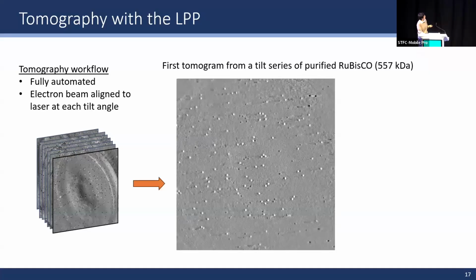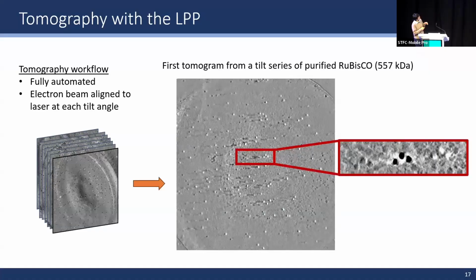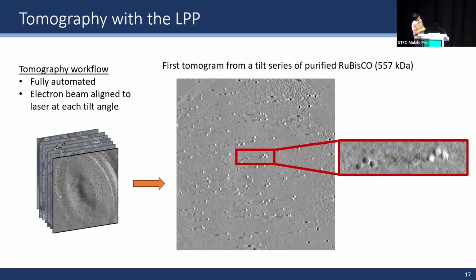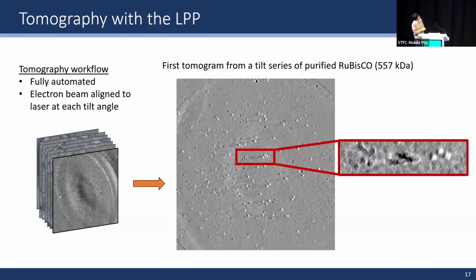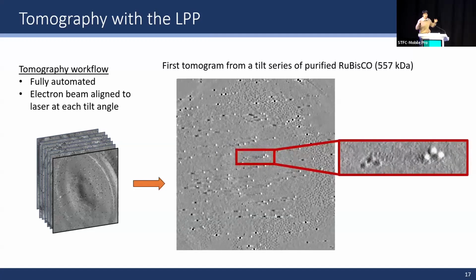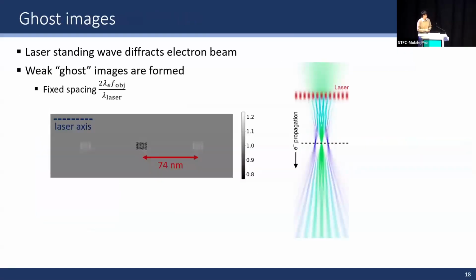But here it's a nice demonstration of a phenomenon that is relevant to the laser faceplate, which is ghost images. If I zoom in over here and look at this Z slice, the actual gold fiducial is these black spots in the middle. What we're seeing on the sides are twin images, ghosts formed by the laser faceplate. The laser acts as a diffraction grating to the electron beam, so it gets diffracted, and in the imaging plane it forms ghost images a fixed distance apart from the fundamental image that we're interested in.